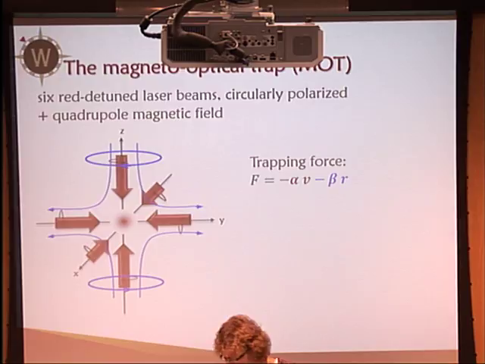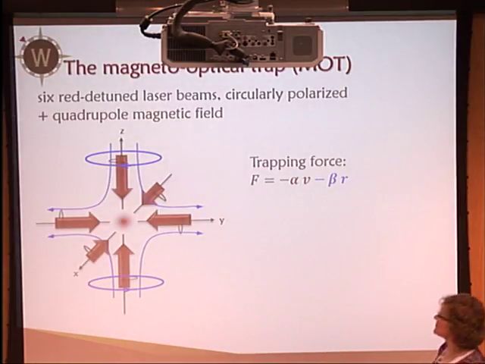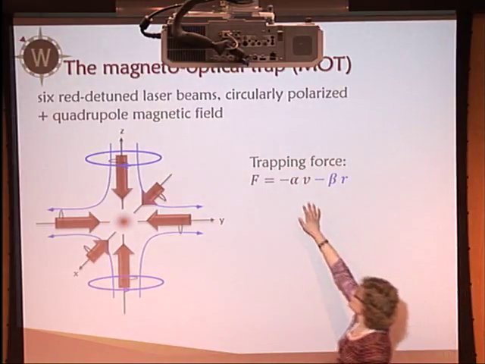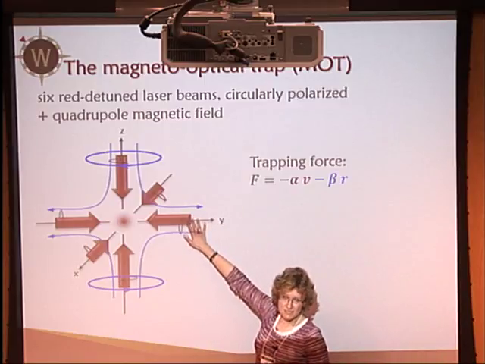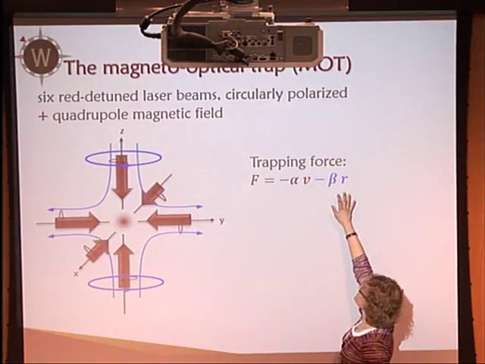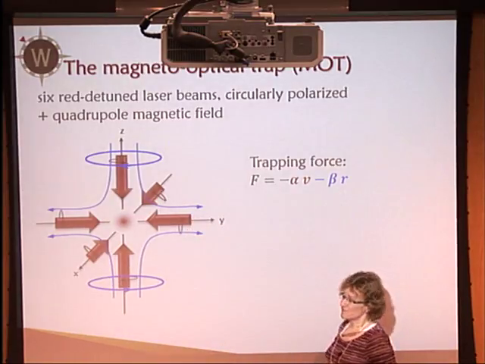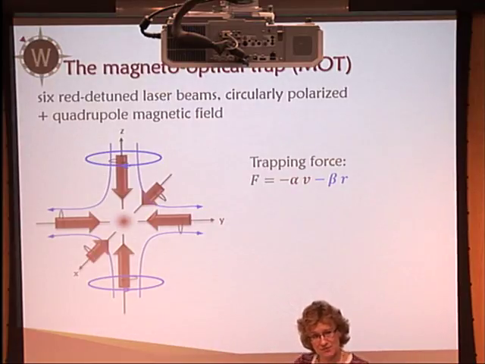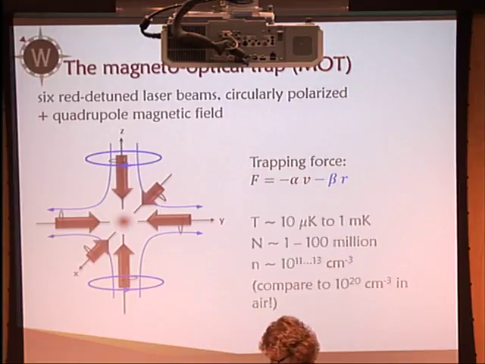And if you do everything just right, you generate a trapping force that has this dissipative term over here, which comes from the lasers extracting energy, making them slower. And you have this confining, restoring term that comes from the magnetic field and that pushes everything back in the center.